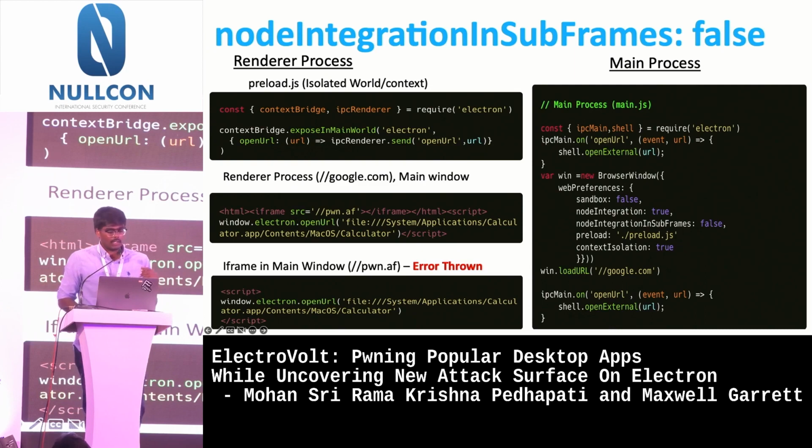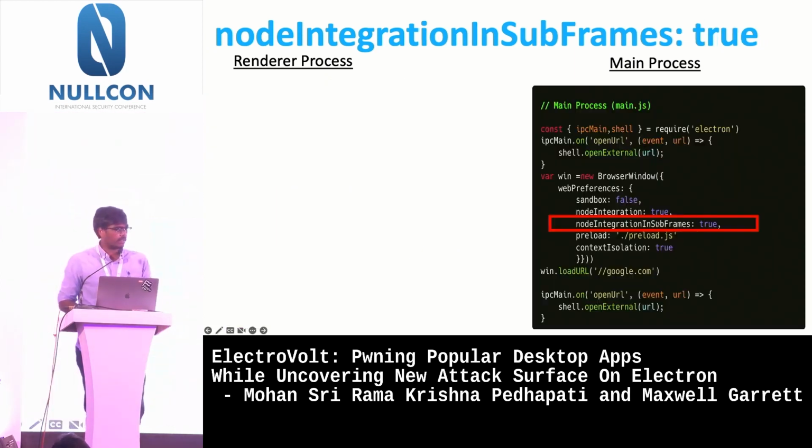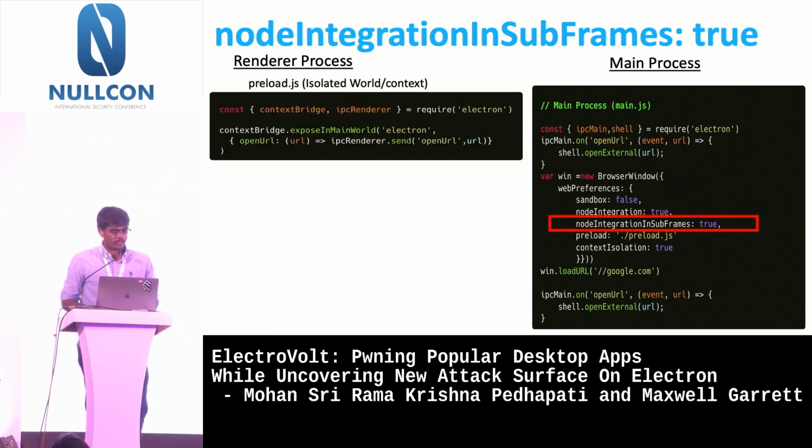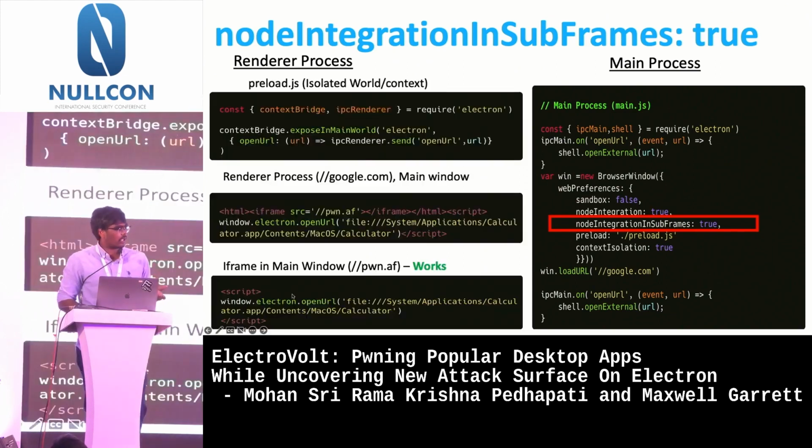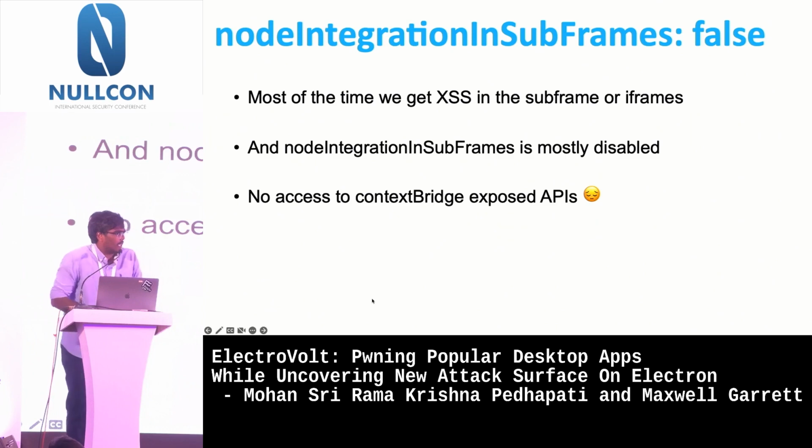is set to false. What you can do is, if you set this web preference to true, you can expose window.electron.openURL to the iframe, and the iframe can access preload scripts. So why do we need this? Why are we talking about this nodeIntegrationInSubFrames web preference now?